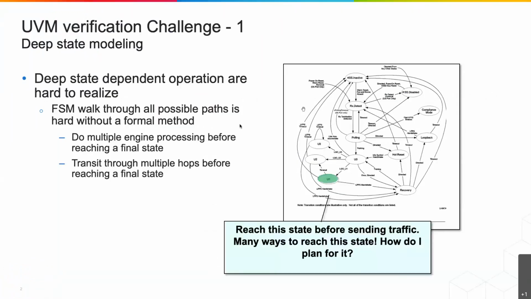Let's start with verifying a deep state machine. Consider the following USB link training and status state machine that has 12 states, including 4 operational states, U0, U1, U2, and U3. A typical test scenario requires transition to one of these operational states, say U1, before sending traffic. This transition can happen in many possible ways as shown here.